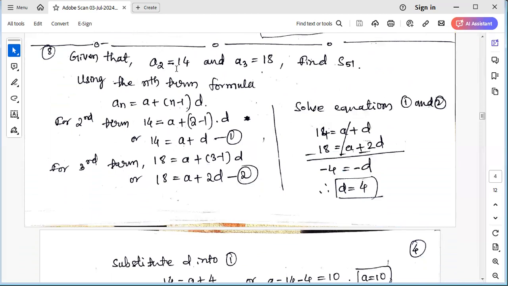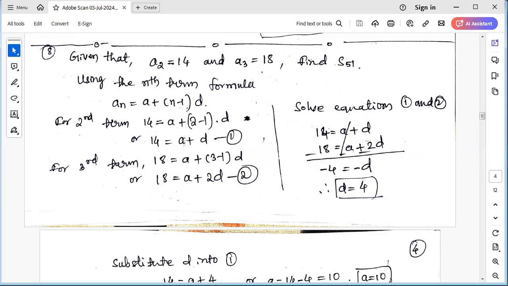Given that a_2, the second term, is 14 and a_3, the third term, is 18. We have to find the sum of first 51 terms. Then using the nth term formula, a_n is equal to a plus n minus 1 into d. For the second term, I am writing 14 is equal to a plus 2 minus 1 into d, because the second term value is 14. Here n is equal to 2 because this is the second term.